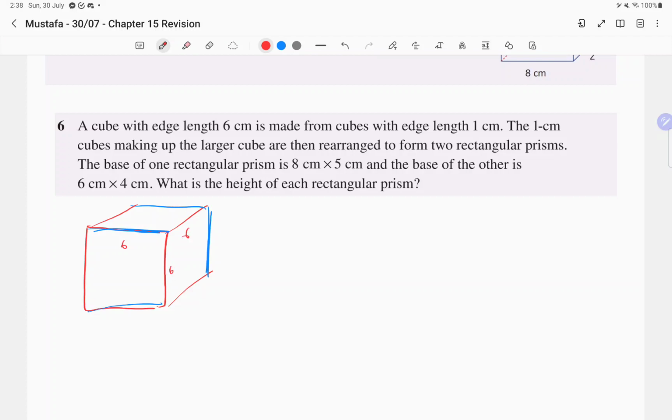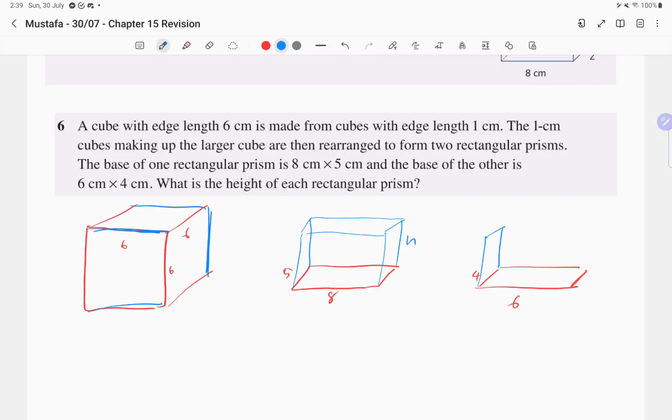The cubes making up the larger cube are then rearranged to form 2 rectangular prisms. The base of one is 8 by 5, so let's redraw that into an 8 by 5 rectangular prism. The other one is 6 by 4. What is the height? The base of one is 8 by 5 and the base of the other is 6 by 4. Now what is the height of each rectangular prism? What's the height of this one, and similarly, what's the height of this one? They're not the same.